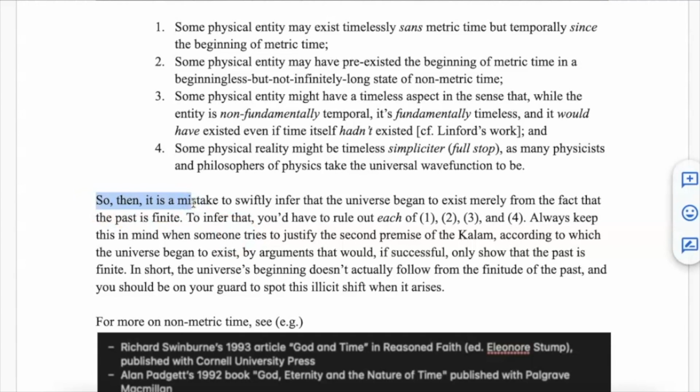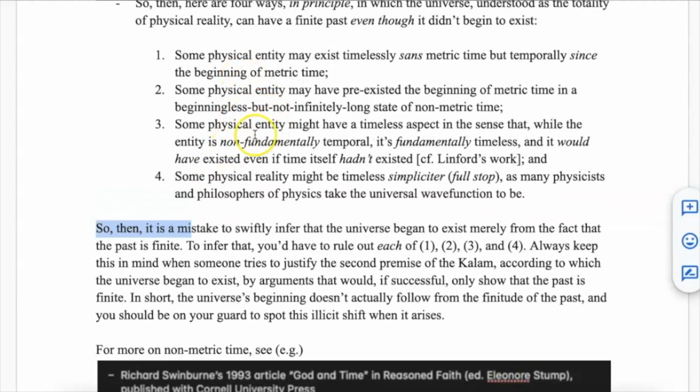So then, it is a mistake to swiftly infer that the universe began to exist merely from the fact that the past is finite. To infer that, you'd have to rule out each of 1, 2, 3, and 4. Always keep this in mind when someone tries to justify the second premise of the Kalam, according to which the universe began to exist, by arguments that would, if successful, only show that the past is finite. And by the way, that's like almost every single argument for the second premise of the Kalam, so this is a massive problem for the Kalam more generally.